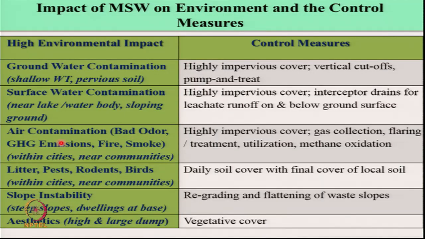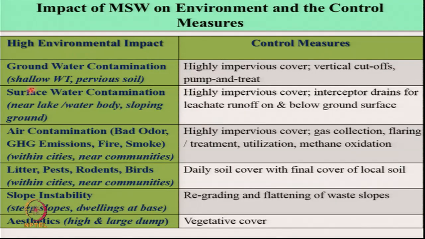Huge impact, because the receptors are getting all kinds of problems. You're getting air pollution, the quality of the air is falling. So air contamination in terms of bad odor, greenhouse gas emissions, fire, smoke, when the dump is within the city or it's very near to communities, is a big problem. And it's not an issue about the dump being small or big. You have a source of smell, typically that smell is significant up to 1.5 kilometers. And depending on wind direction, it can be up to 3 kilometers.